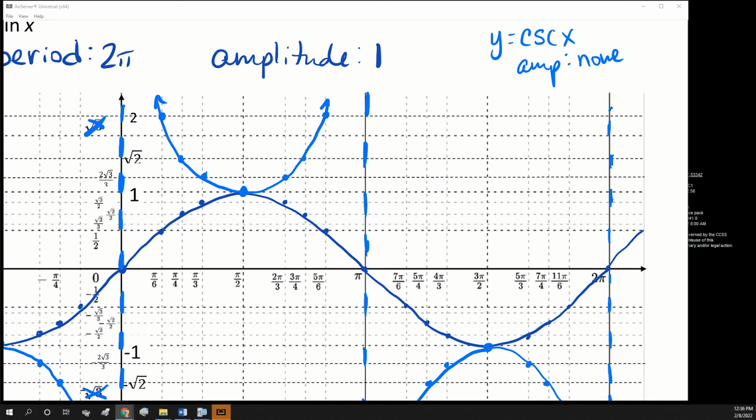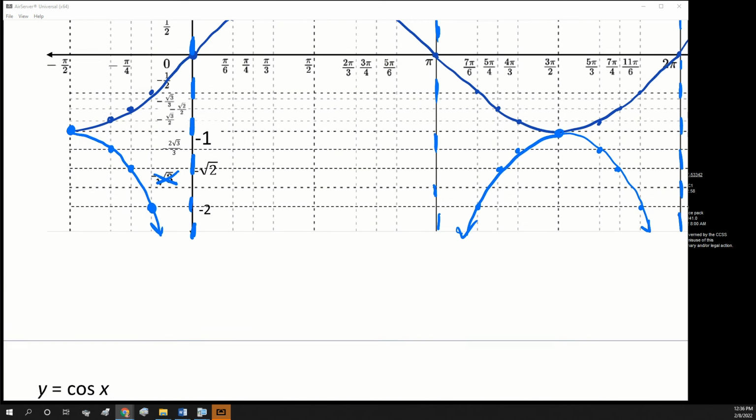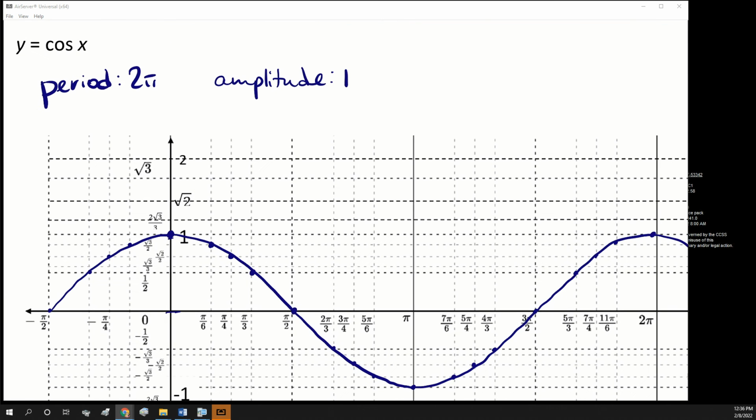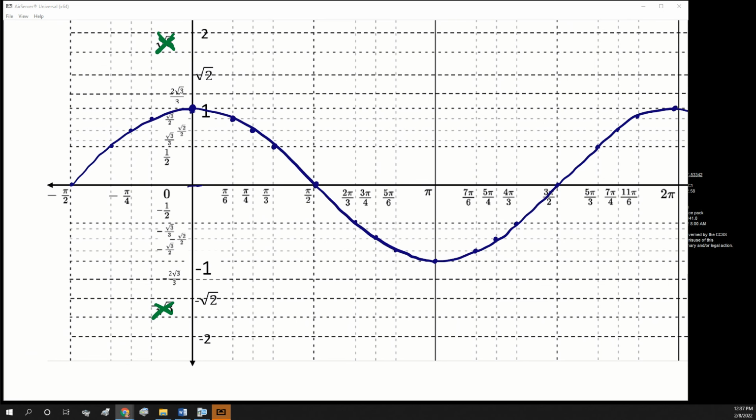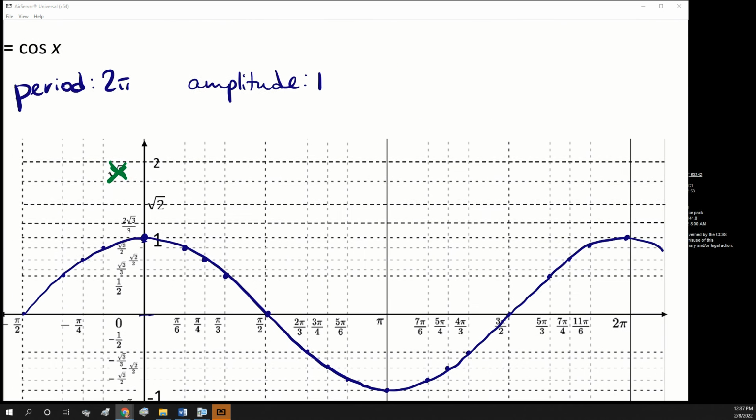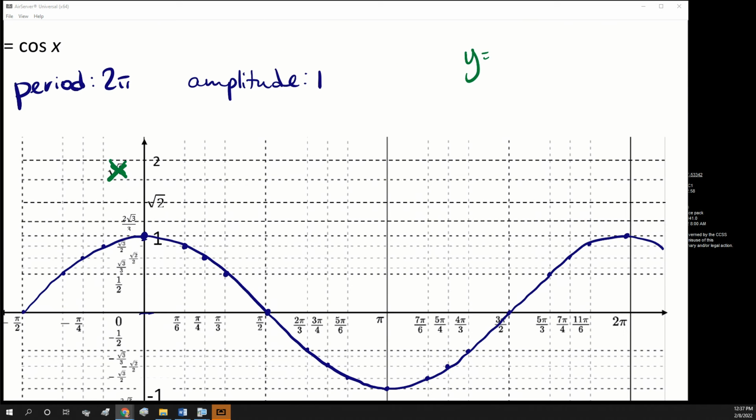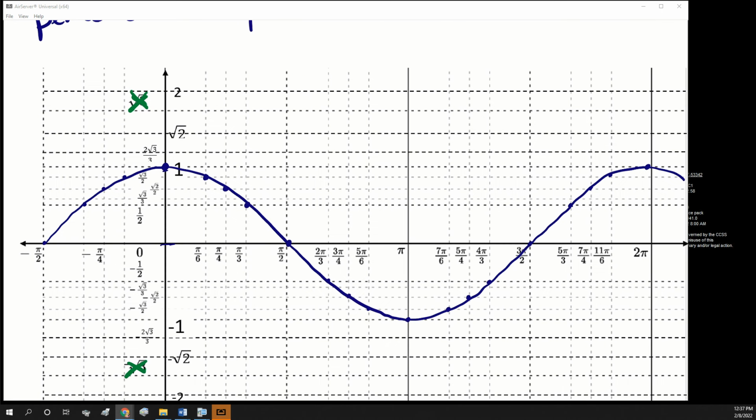Okay, so on the back, we are going to do the same thing, but with cosine. We're still not going to use the square root of 3 and the negative square root of 3. All right, so the reciprocal of cosine is secant. So I'm going to graph secant in green. The first thing I'm going to do is everywhere where there is an x-intercept on my cosine, I'm going to do a vertical asymptote.